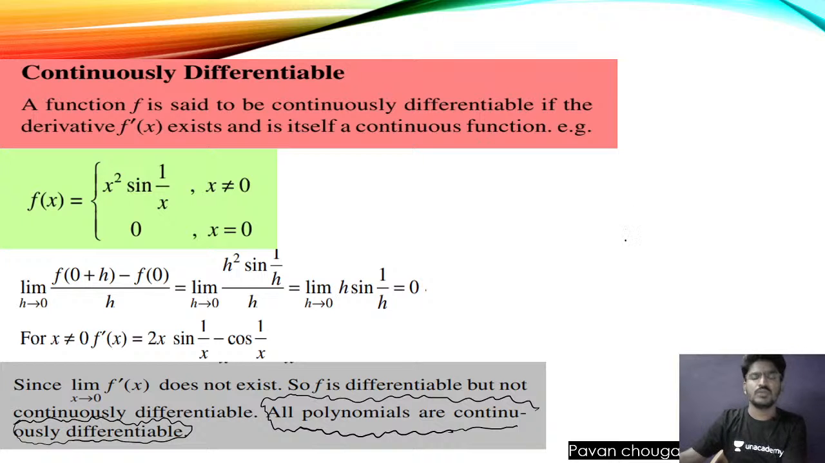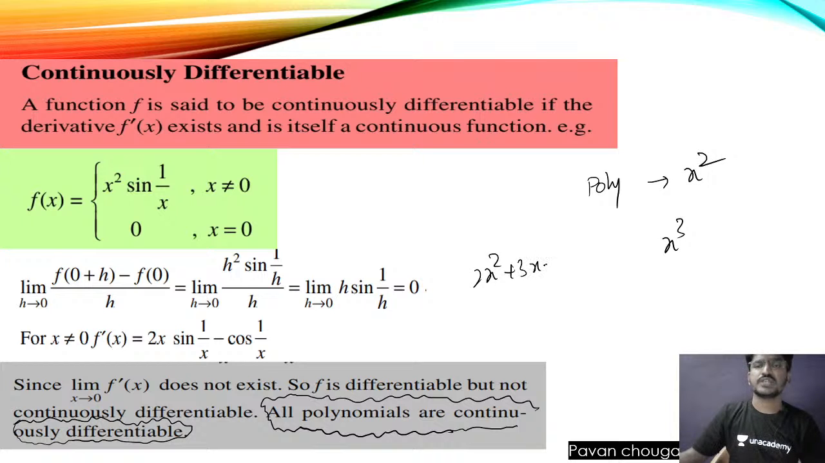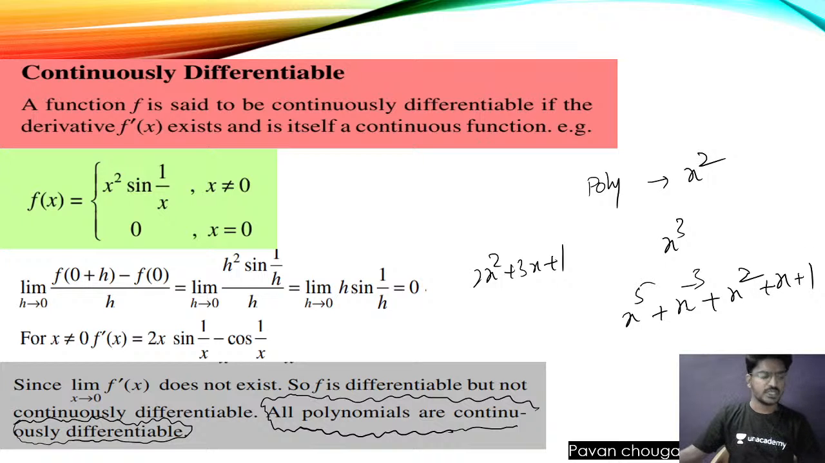Why are all polynomials continuously differentiable? You can check it. Whenever you see a polynomial, for example, x square, x cube, 2x square plus 3x plus 1, or x to the power of 5 plus x to the power of minus 3 plus x square plus x plus 1, these are all polynomials.